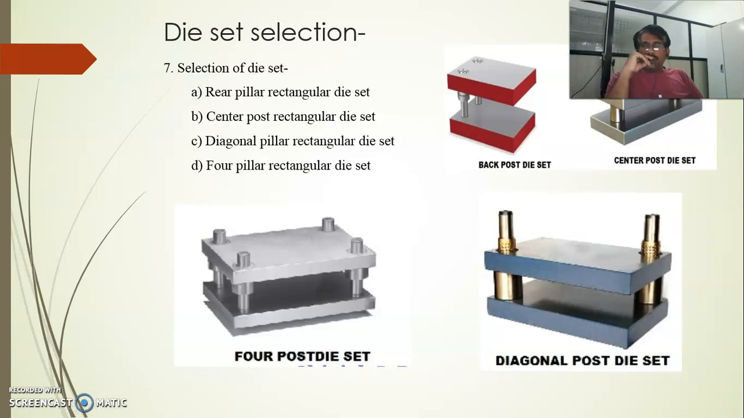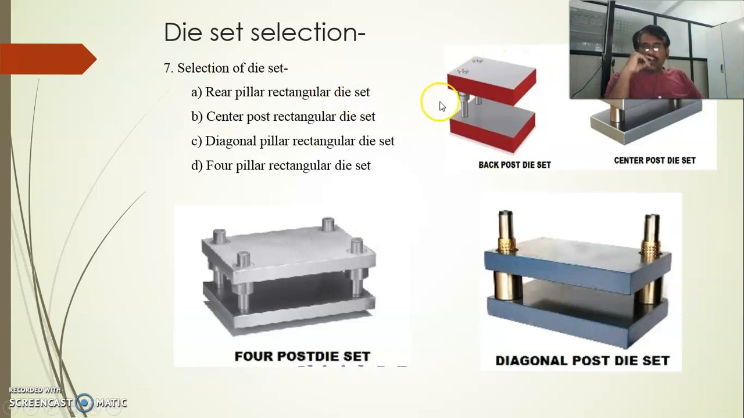The last consideration is about the die set selection, which has 4 different types. Looking at the component and at the feeding arrangement for the sheet, these are the 4 different methods by which we can select the die set. The first one is called a rear pillar rectangular die set.